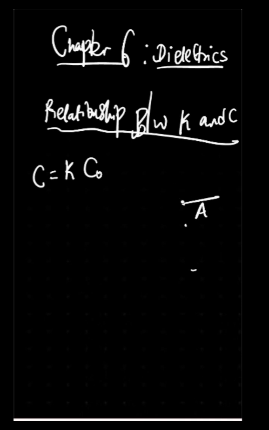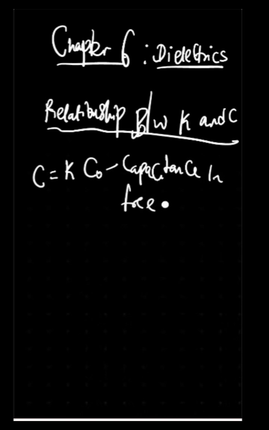The relationship between K and capacitance is that C is equal to K C naught, where C naught is the capacitance in free space. Yes, C naught is the capacitance in free space. This class is going to be a very long class, right? And C is the capacitance at any point, or the normal capacitance. So we are done with this now.